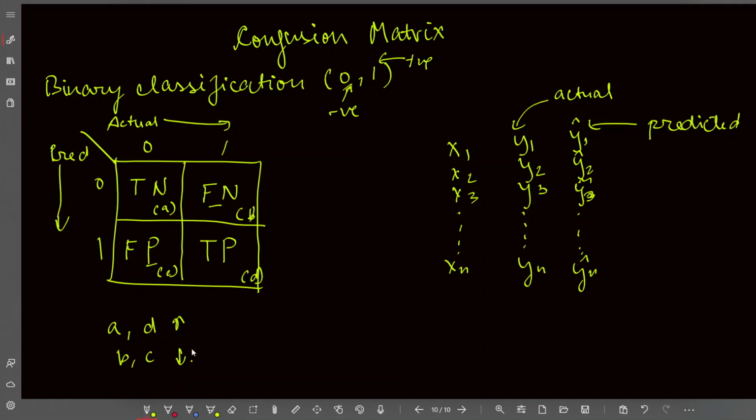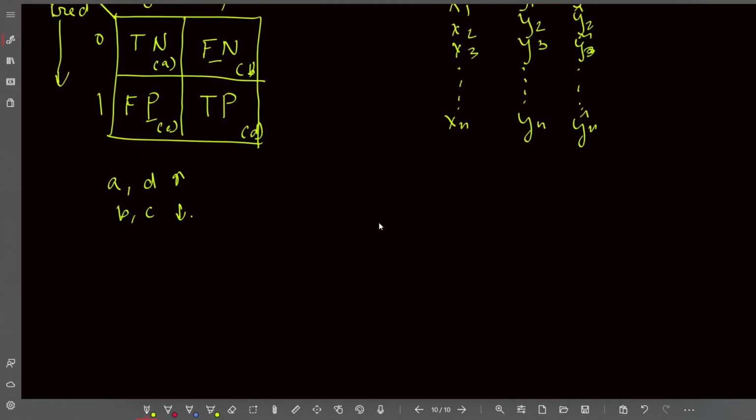So let me just give you a few basic terminologies here. There is something called the true positive rate, which is true positives upon the total number of positives. So what is the total number of positives?